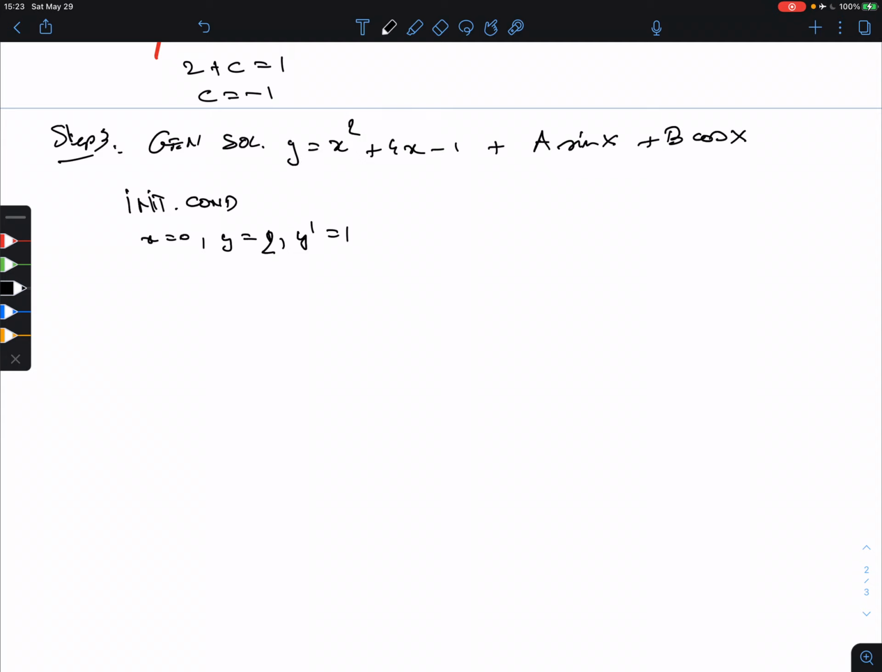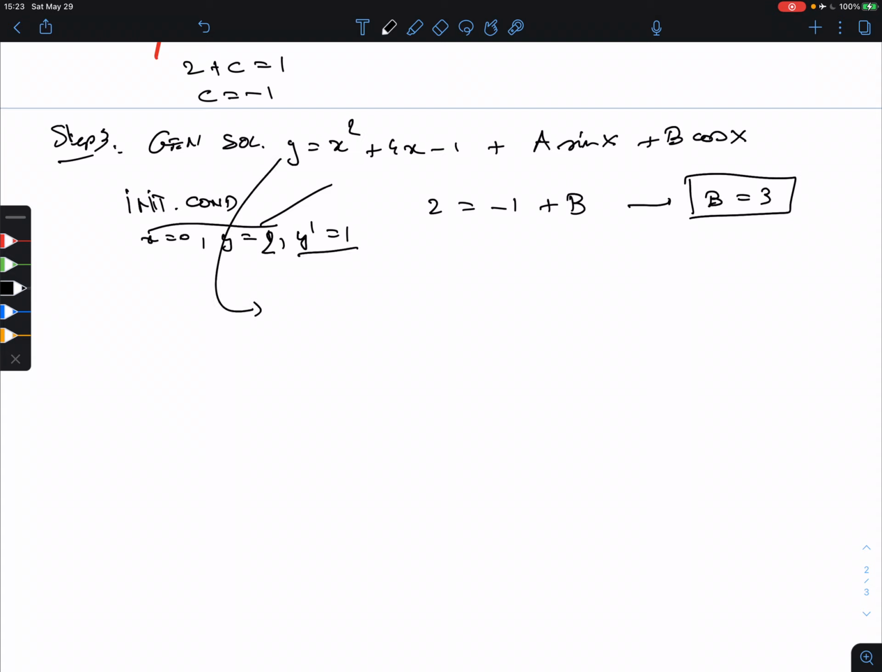This is y, right? So if I plug this in, these two first, then 2 is equal to minus 1. The sine of 0 is 0, so only b is left, plus b, so we see that b is 3. Okay, and then to plug in the other one, we need the derivative, so we take the derivative again. y prime is 2x plus 4 plus a cosine x minus b sine x. The derivative of cosine is minus sine. And now we plug in x equals 0. On the left hand side we get 1, that is what this tells us. And here we get 4 plus a, since cosine 0 is 1, and this is 0. So we see that a is minus 3.